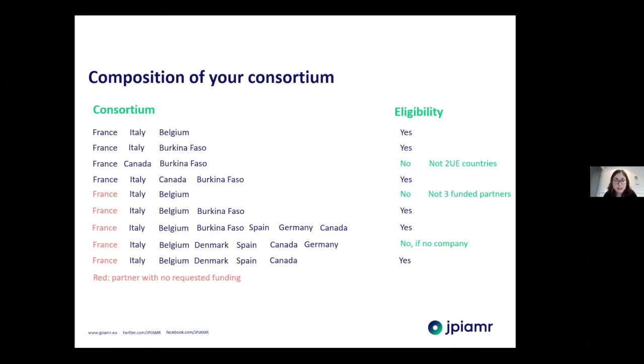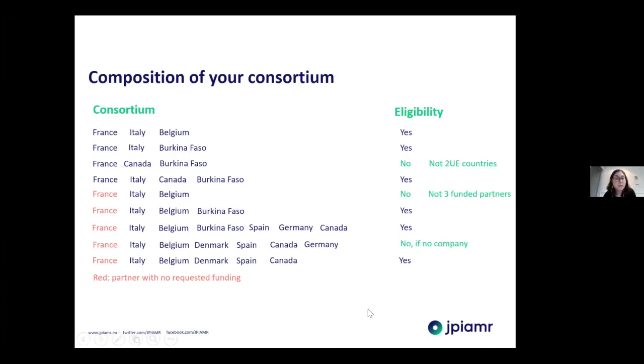In the next example, we have 7 partners from France, Italy, Belgium, Burkina Faso, Spain, Germany, and Canada. Even if we have 7 partners, in this case, we have a partner coming from Burkina Faso, which is a low and middle income country. So in this case, the consortium can be increased to 7 partners and the consortium is perfectly eligible.